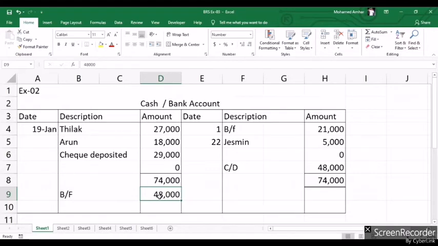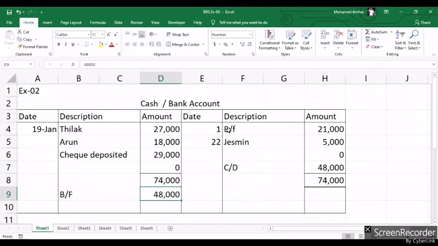So the next step is to check the cash book entries with the bank statement entries and find out the reasons for these differences. The best way is to tick the transactions one by one and find out the differences. Right.